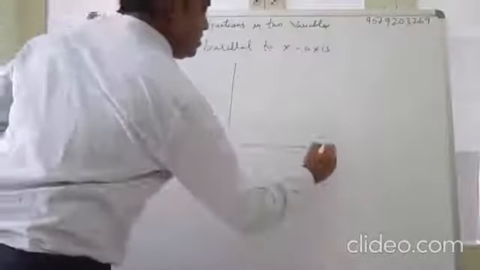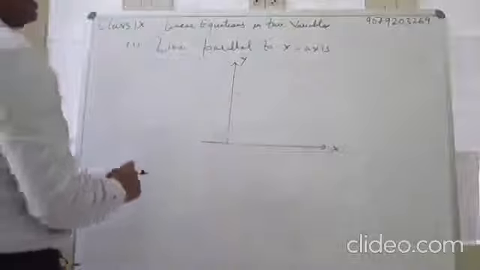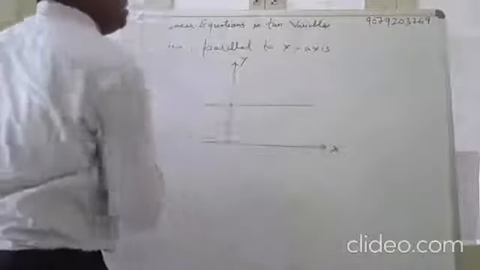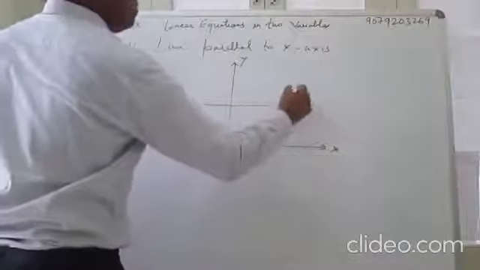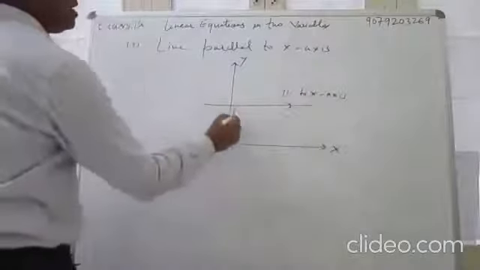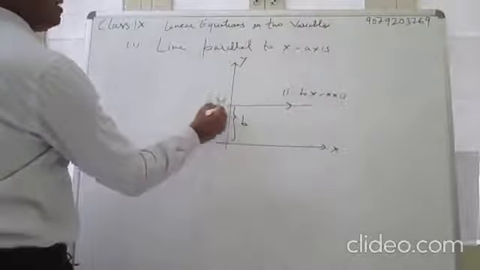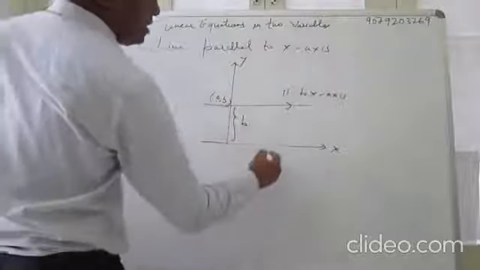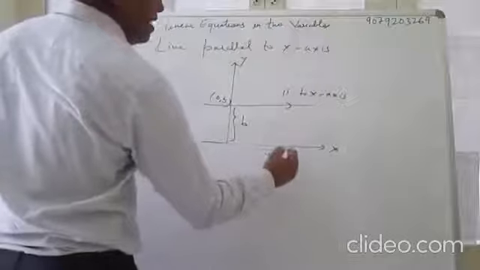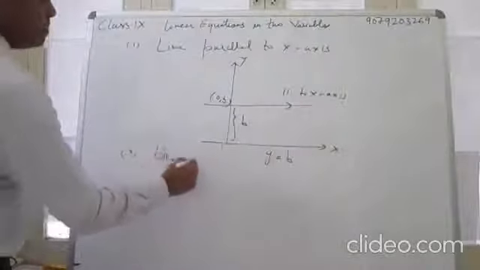this is a Cartesian plane. The line parallel to the x-axis is this. So it is parallel to the x-axis. Let this distance be b. So this point is 0 comma b, and here y is equal to b.